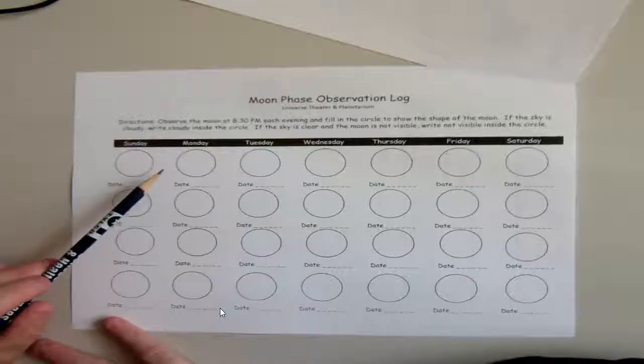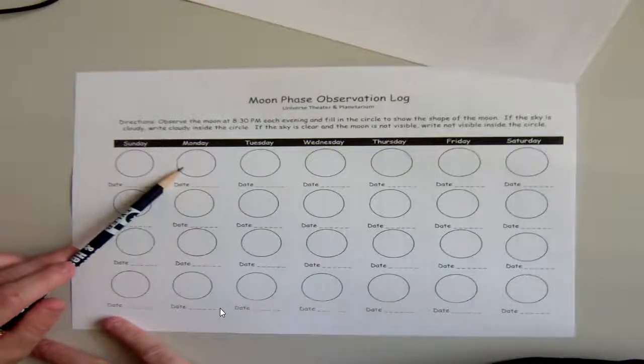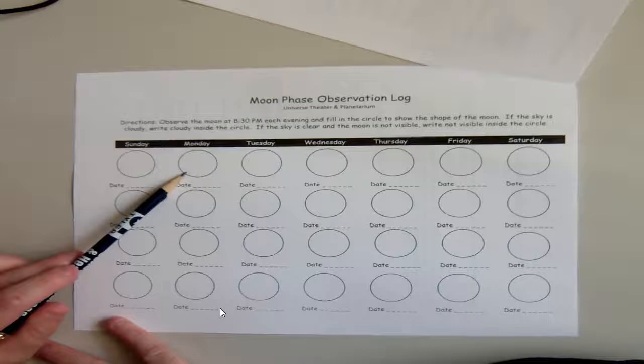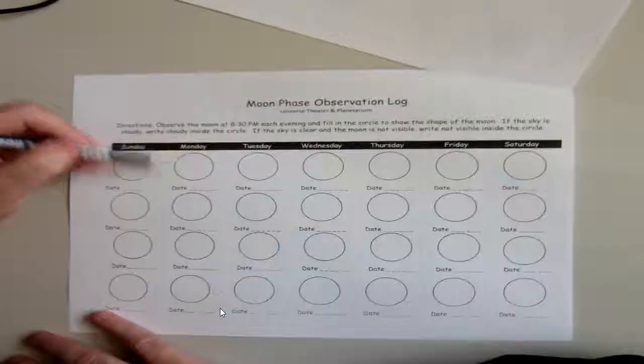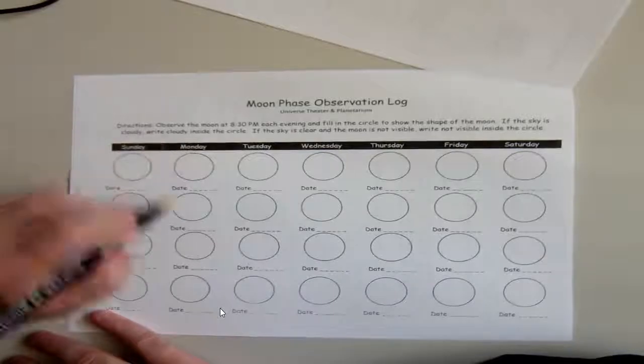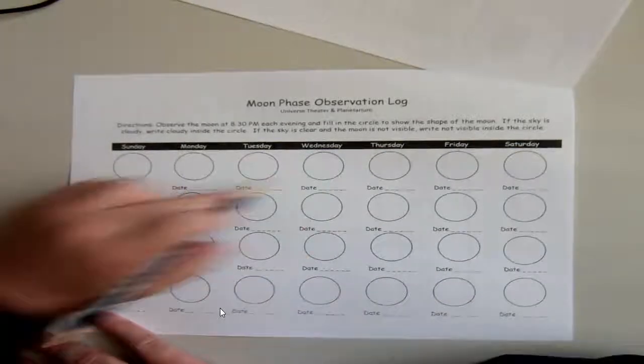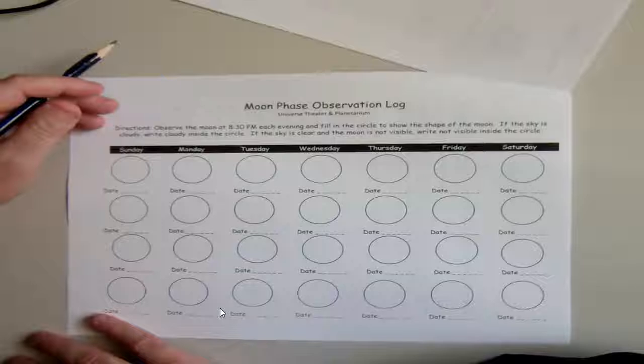Start whatever day it is. So let's say you get this unit on Monday. Do your best to start Monday. You're going to look outside sometime in the night. The moon's out for a very long time. You're going to sketch it, whatever it looks like, and then you're going to write the day here. And then you're going to do that for the next X amount of days.